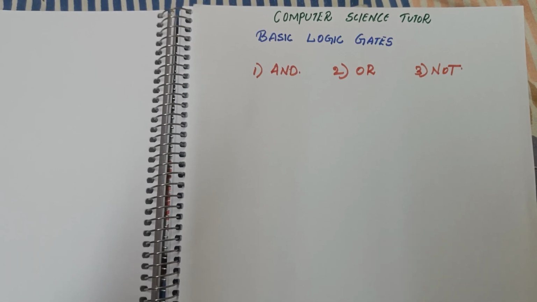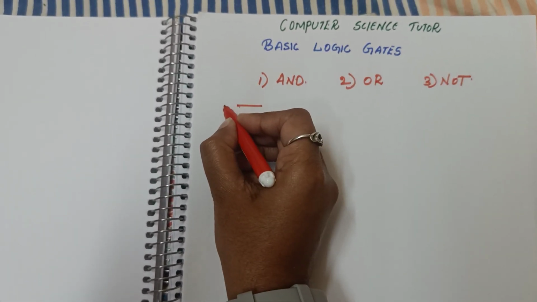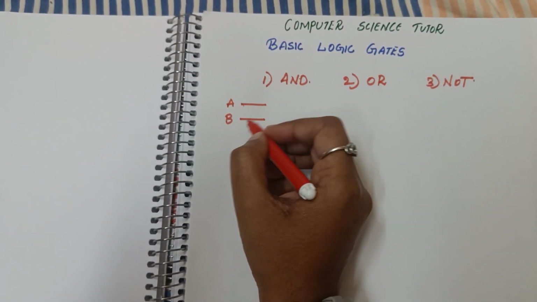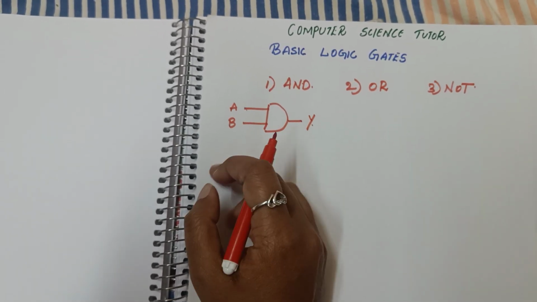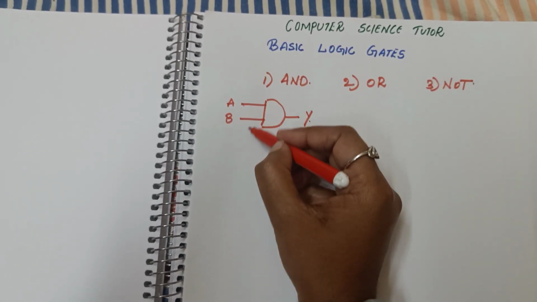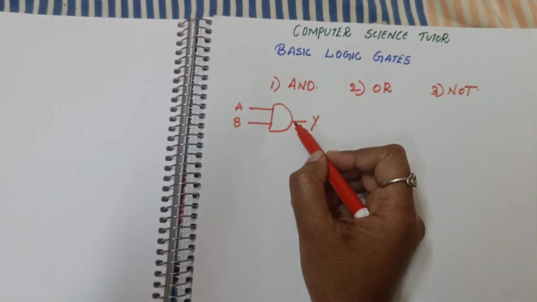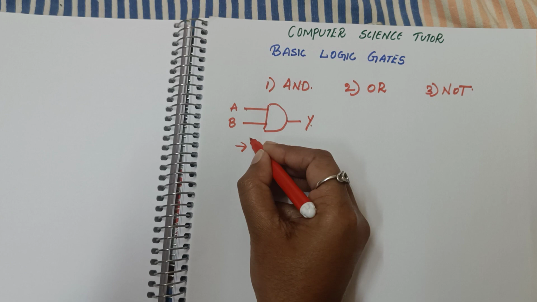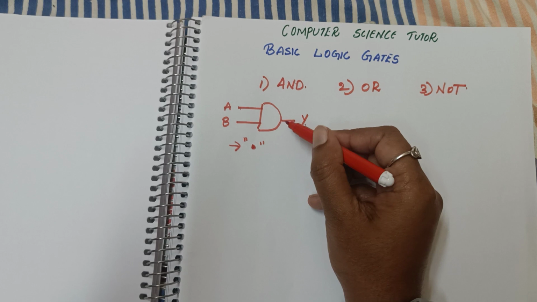So then what is AND gate? AND gate is always represented with two variables as well as more than two variables. So here I'm going to take two variables. So this is the symbol for AND gate. It always has two inputs and one output, or you can give three inputs and one output. So the symbol of AND gate is this. AND gate is always denoted with a dot. So this is the symbol of AND gate, and this is the circuit symbol of AND gate.